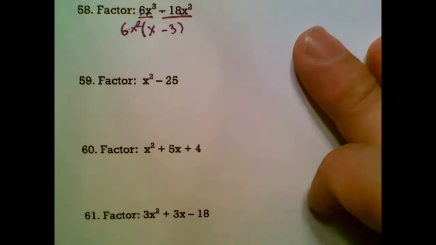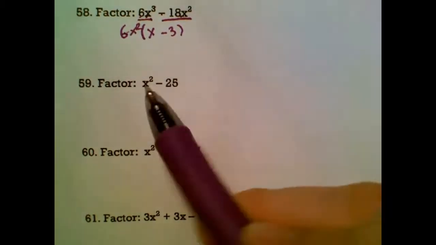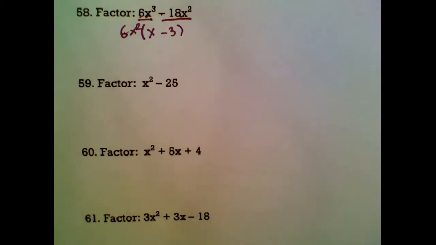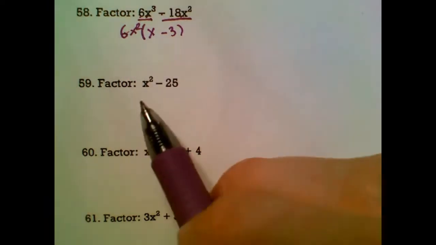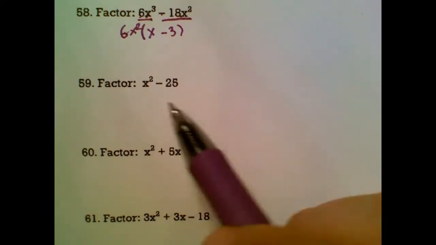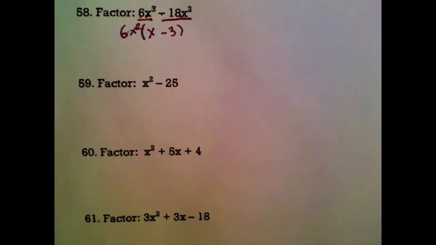Moving on to number 59. Okay, so here we got x squared minus 25. There's really nothing in common between these two things. So we got to think of what other ways we could factor it. Well, there's a formula that we can use: x minus a, x plus a. But I'm going to teach you the other way of doing it.